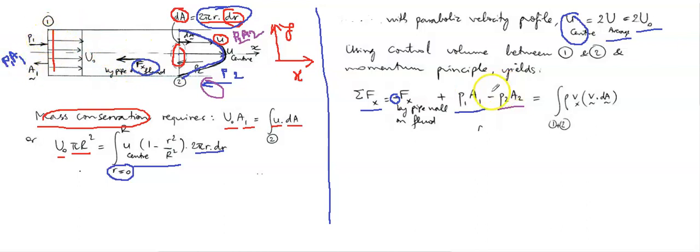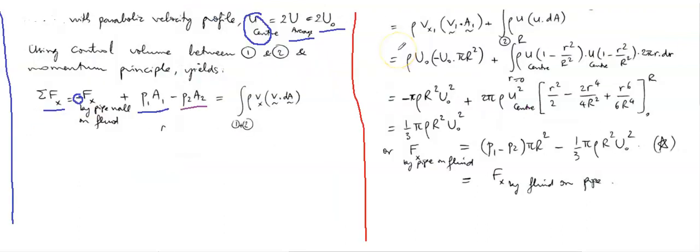This P1 A1 is in the positive direction, and this P2 A2 is in the opposite direction. It will be equal to the momentum for sections 1 and 2, that's the net momentum. You know the formula: rho times Vx times V dot dA, where this is the velocity along the x-axis and this is the dot product. So now we will solve this expression, and then we will get the expression that we are looking for.